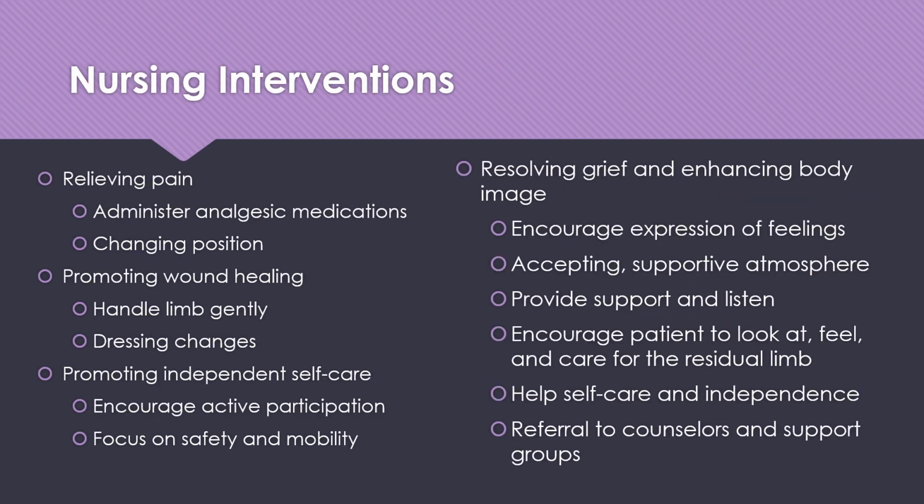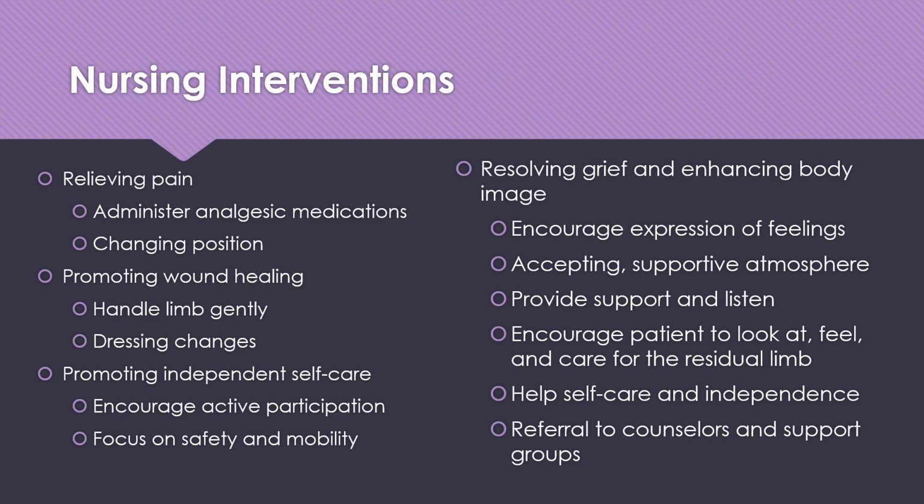Our nursing interventions are geared towards each of our outcomes and goals. When relieving pain, we of course want to administer the prescribed medications, but changing positions is also very helpful for amputation pain relief. To promote wound healing, we want to handle the limb gently and do any dressing changes and wound care as directed. Sometimes the wound care is very surgeon specific, so it's best to have orders from the surgeon explaining what they want done.